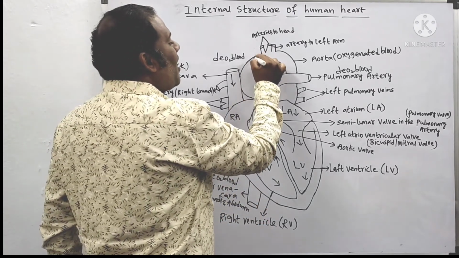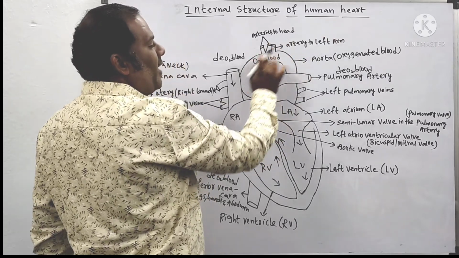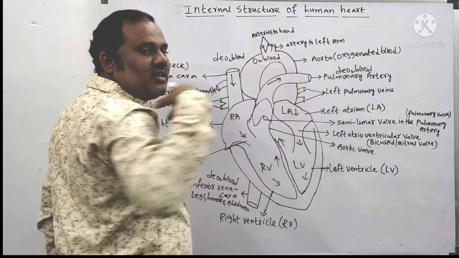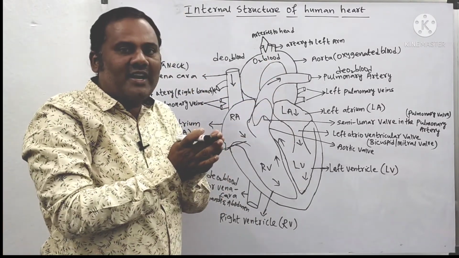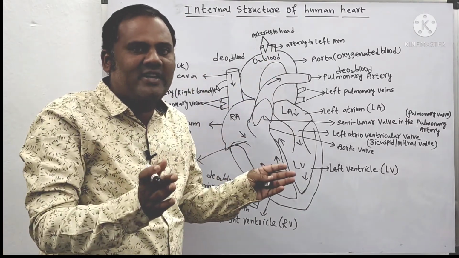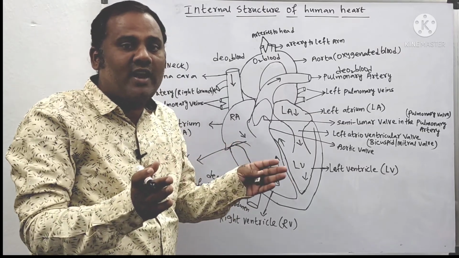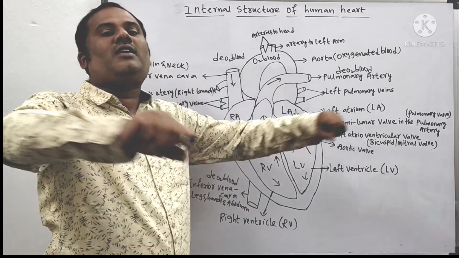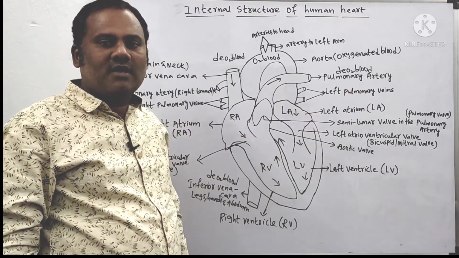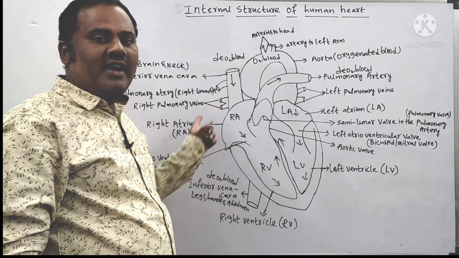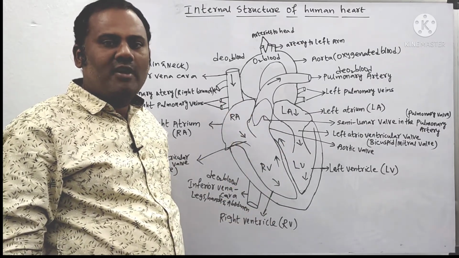From the aorta, that oxygenated blood will go to whom? To all the parts of the body. See, this is the artery towards the left arm, and this is the artery towards the head. The aorta divides into several smaller units called arteries, and through the arteries they supply that oxygenated blood to all the parts of the body. So this is the internal structure as well as the process of circulation of blood.